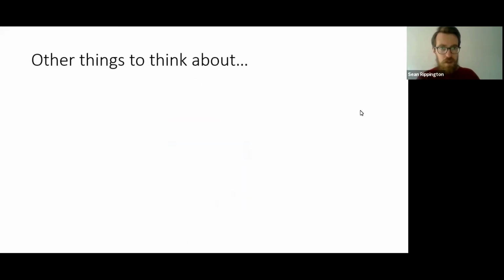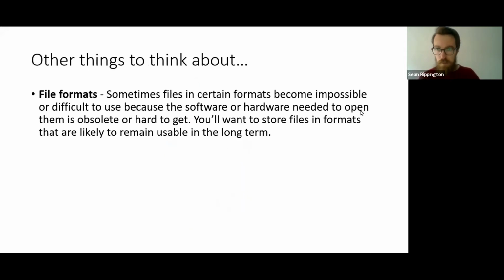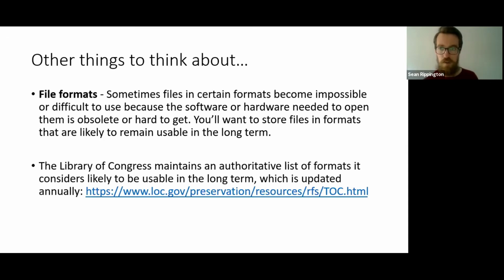There are some other things to think about. So file formats will probably have come up a bit in this series. So we mentioned technical obsolescence earlier, the idea that sometimes bits of technology go out of use over time. This can be a concern. So try to use commonly used, openly documented file formats, things like JPEG and TIFF for images. If you want to know more precisely what you should use or could use for different kinds of content, the Library of Congress over in the States maintains an authoritative list of formats it considers to be likely to be sustainable or usable in the long term, and there's the link there.